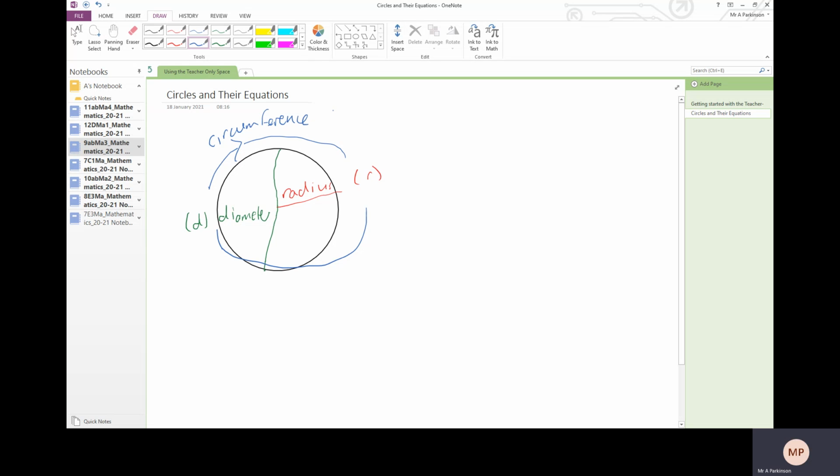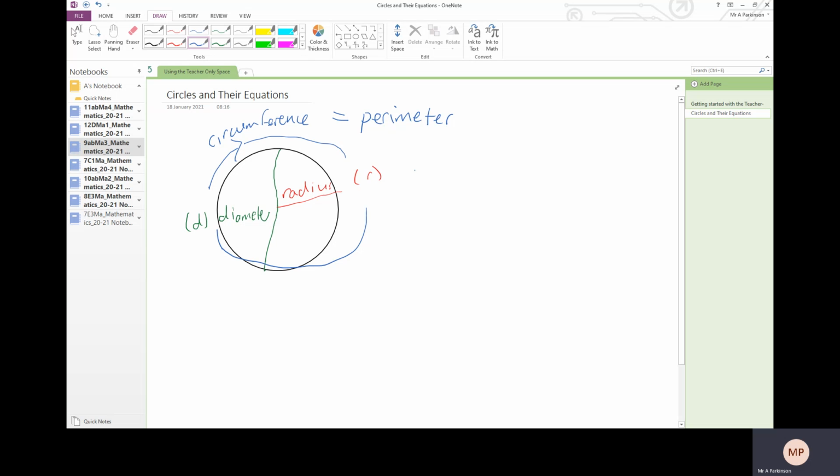Now, the circumference is the same when you're dealing with a whole circle as the perimeter, because the perimeter means the measurement all the way around the outside, and the circumference means the measurement all the way around the outside of the circle. But circumference is used when you're dealing with circles. Perimeter is used when you're using any other shape, including part circles.